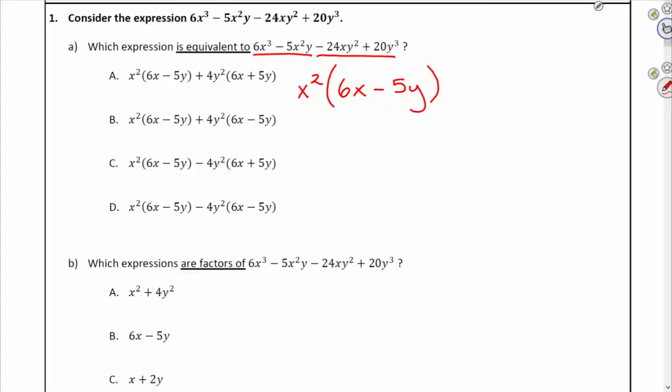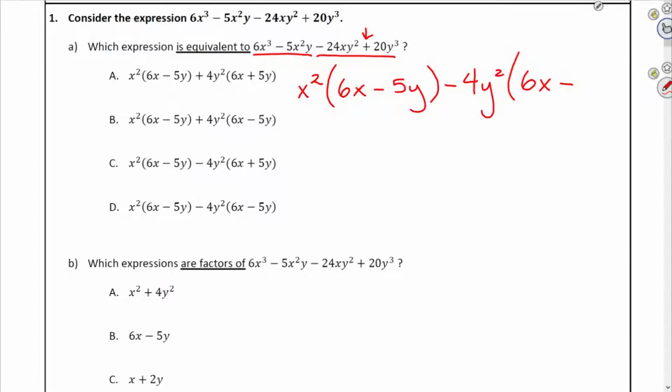Okay, and then in this second group, this leading term is negative, so I pull out a negative. And let's see here, the GCF of 24xy squared and 20y cubed is 4y squared. So negative 4y squared times what is negative 24xy squared, and it is 6x. And then, this is tricky. So negative 4y squared times what is a positive 20y cubed. Okay, now this must be a negative here, so that a negative times a negative is the positive that I see in plus 20y cubed.